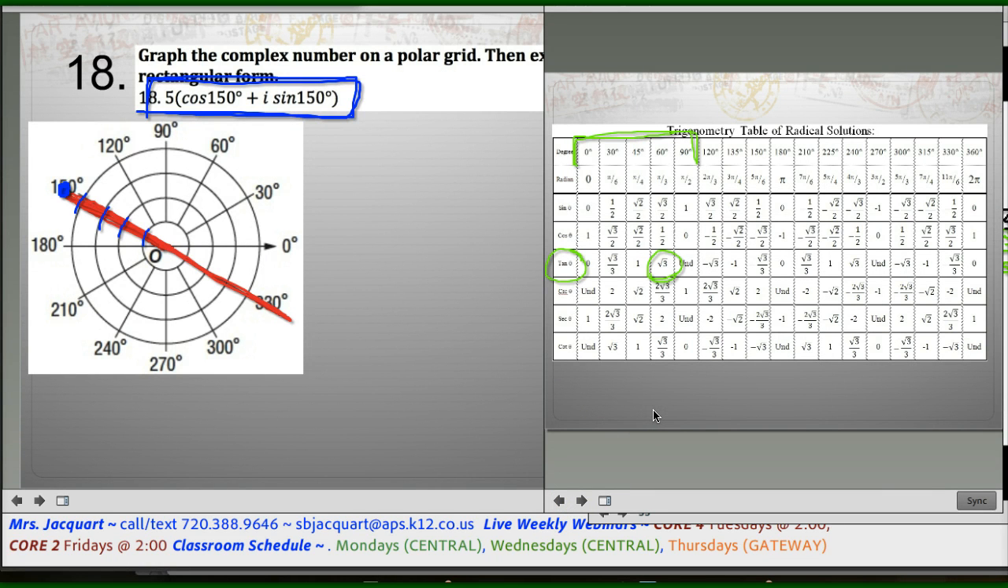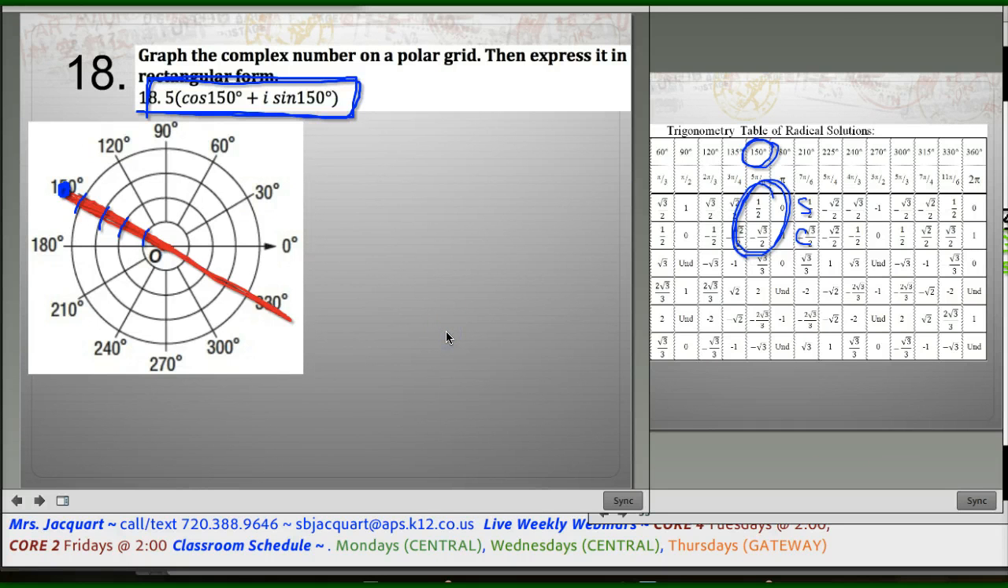What we need to find is 150 degrees. And we need to identify the sine and the cosine. This is the sine, this is the cosine. And then we just go plug our numbers in.